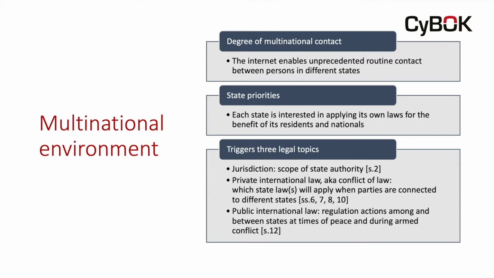The first is jurisdiction, scope of state authority, and that's the subject of this section of the knowledge area. Second is the subject of private international law, what lawyers also call conflict of law. And that answers the question, what state law or laws will apply when parties connected to different states are arguing with each other? Now, I have discussed private international law, but specifically within the context of individual rules. So Section 6, for example, talks a bit about private international law for contracts, 7 for torts, 8 for intellectual property, and 10 in the context of dematerialized documentation and trust services. Third, it triggers a question of public international law, the area that regulates actions among and between different states.